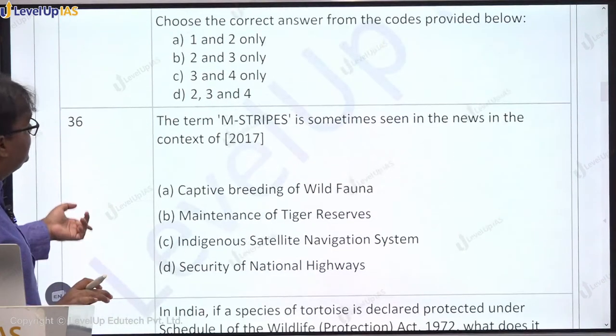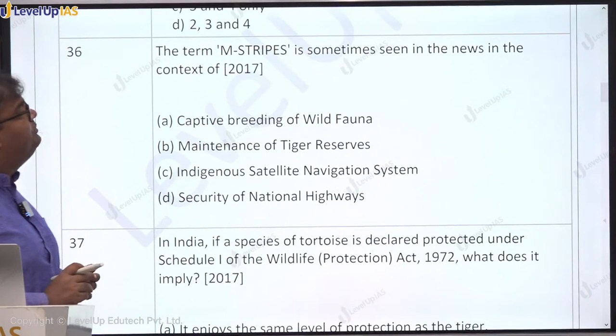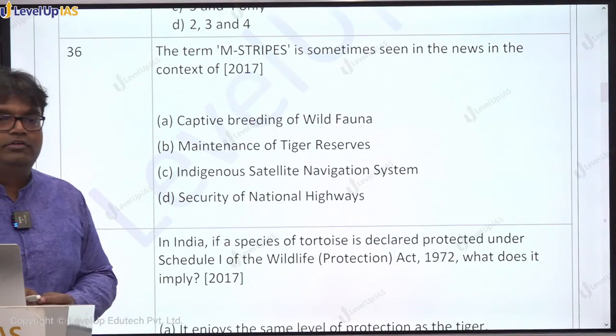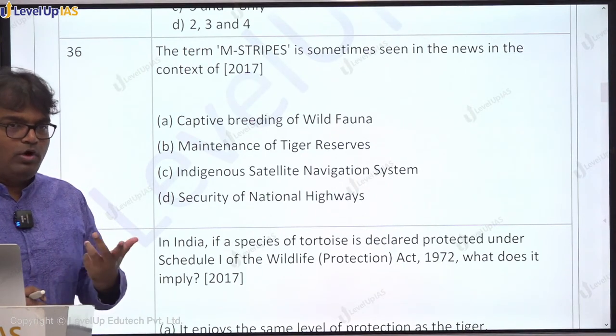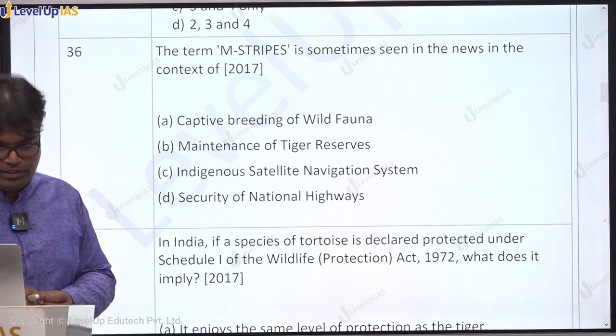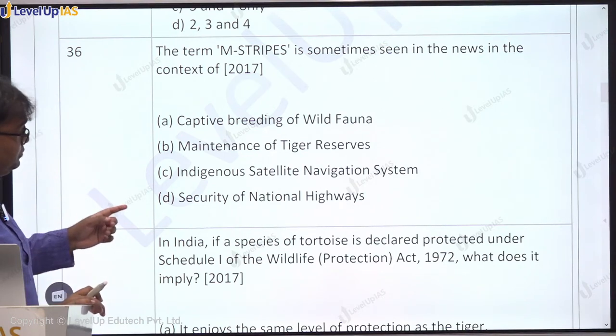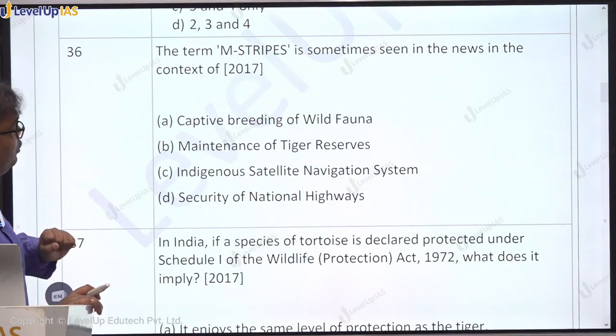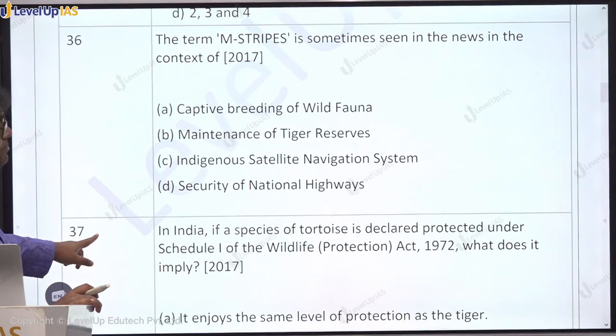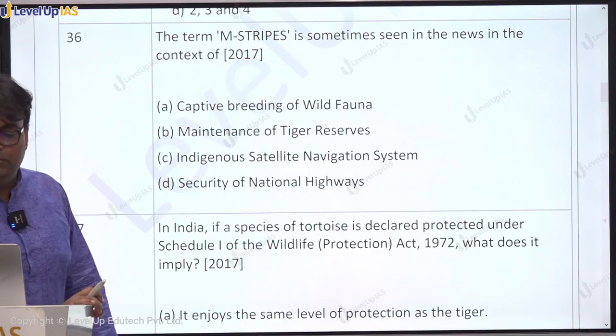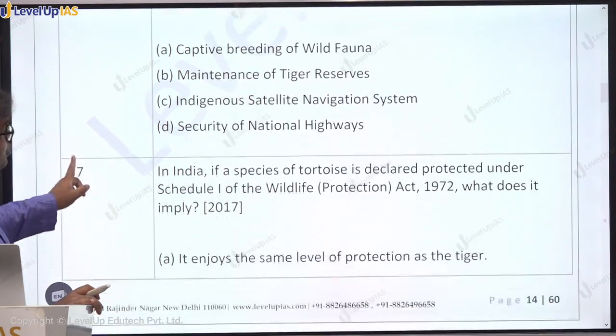Let's go to 36. M-STrIPES, sometimes seen in news, is in context of tigers. It is the app in which we fill data for tiger surveys. So it is used for maintenance of tiger reserve. 36 answer is B. Right? Is everyone comfortable? 36 B. Let's go to 37.